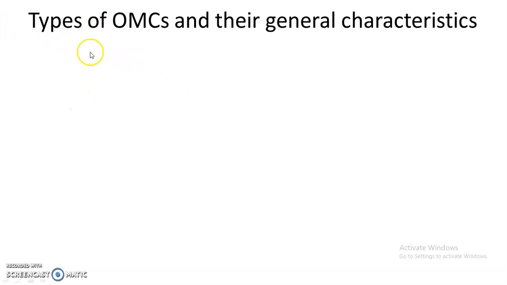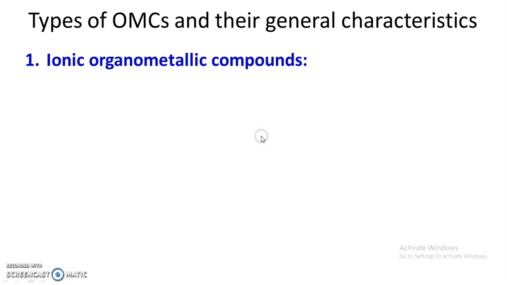Now in this video we are going to discuss the types of organometallic compounds and their general characteristics. On the basis of the nature of the metal-carbon bond, organometallic compounds are classified into three types: ionic organometallic compounds, sigma bonded or covalent organometallic compounds, and multi-centered electron deficient organometallic compounds. So these three types we will discuss one by one.